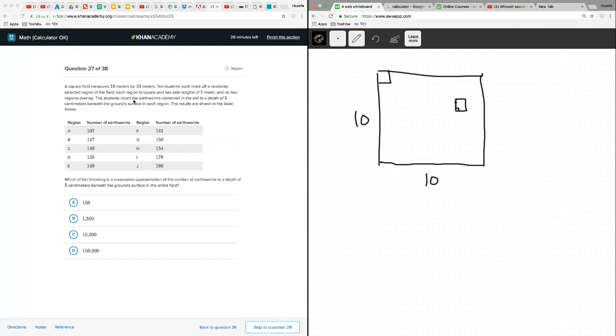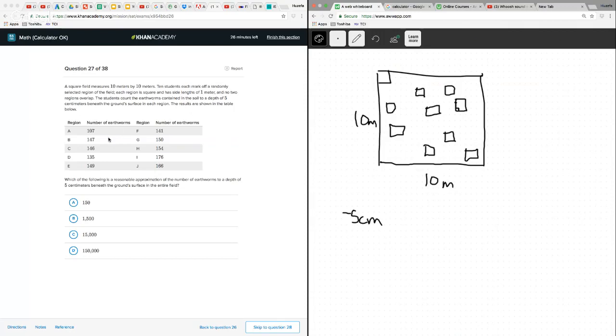No two regions overlap. The students count the earthworms contained in the soil. So let's actually draw them out. 3, 4, 5, 6, 7, 8, 9, 10. This is what they're doing. They're taking these little squares, and then they dig 5 centimeters beneath the ground. So they then go negative 5 centimeters. These are in meters.